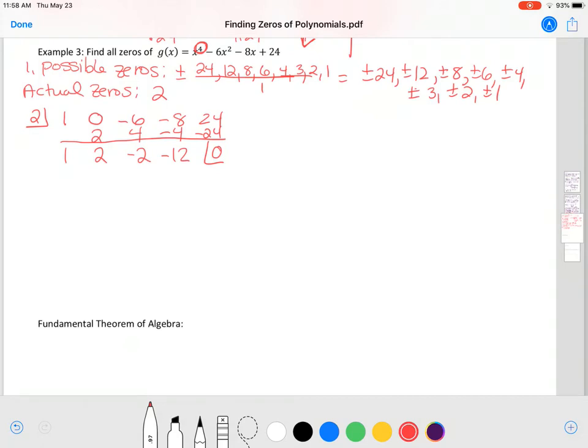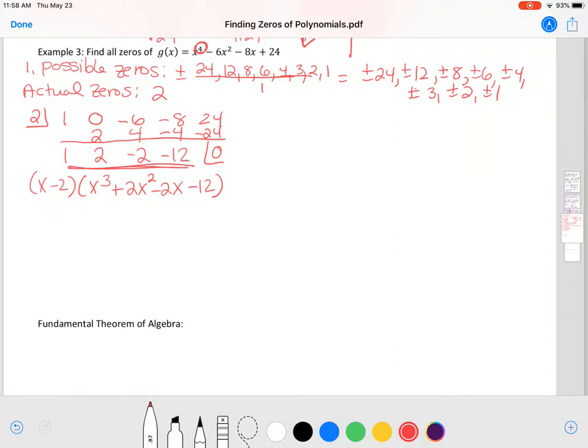Because I know that 2 is a zero, we should get a remainder of 0. If not, I did something wrong and I have to go back and check. So now I know, since I have a zero of 2, I have a factor of x minus 2, and this tells me the remaining factor when I divide. So I get x cubed plus 2x squared minus 2x minus 12. Oops, I forgot my squared.